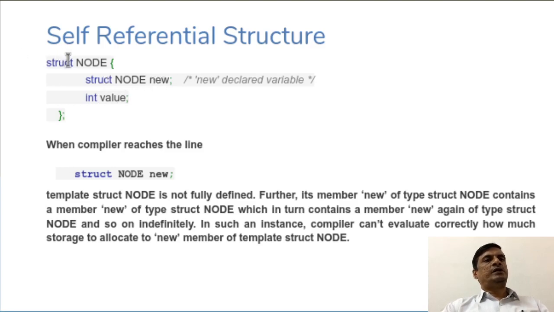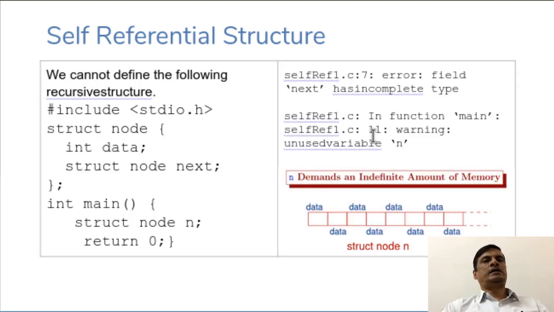But here in this case it doesn't know how much memory, because you are defining the structure but still trying to assign the memory. At the time of declaration of this statement, the compiler may not know how much memory needs to be assigned, so it will go on indefinitely. When it goes on indefinitely, the compiler cannot evaluate, and hence it will show an error that it cannot allot the memory.